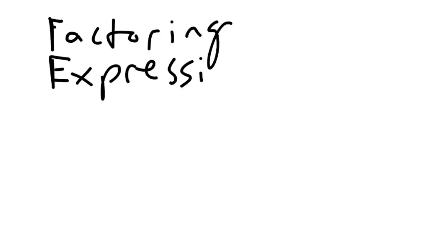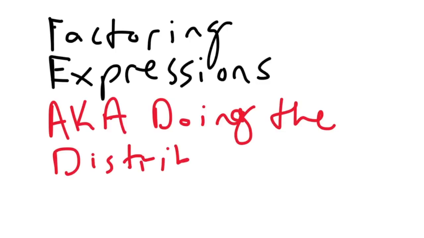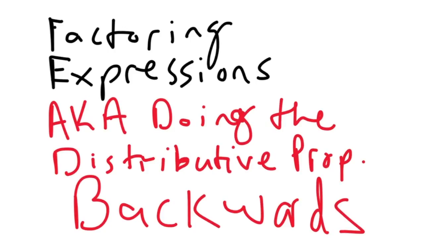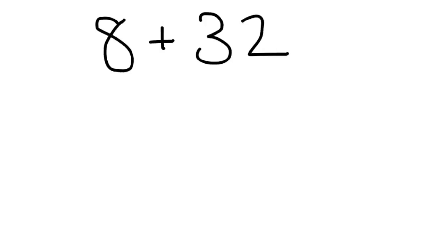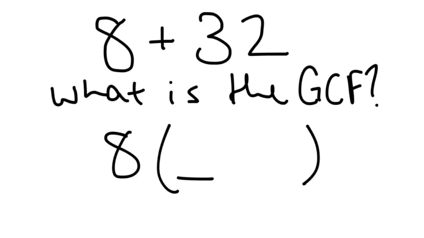Factoring expressions is really doing the distributive property backwards. Let's start by taking a really simple example. Now, we're not going to really add this, we're going to factor out the GCF. And what is the GCF of 8 and 32? It's 8. 8 is the largest number that goes into both terms.